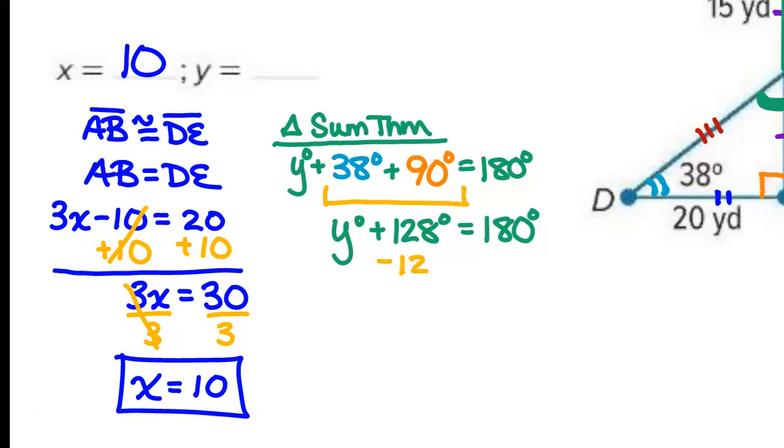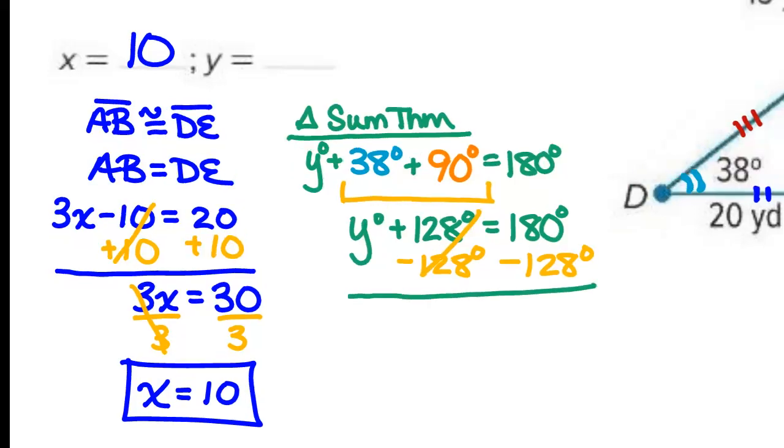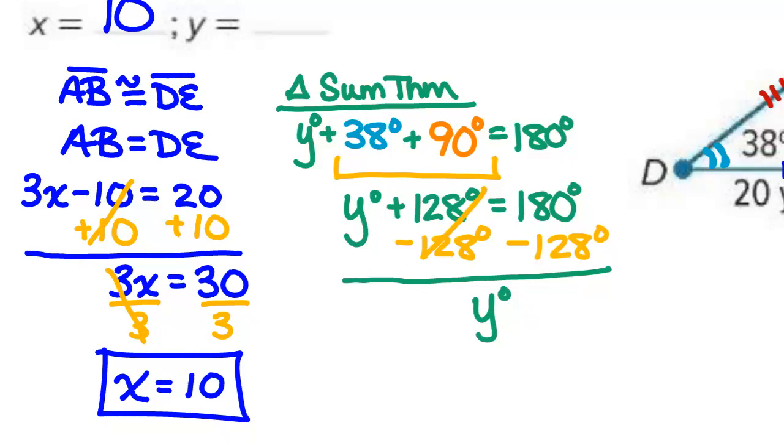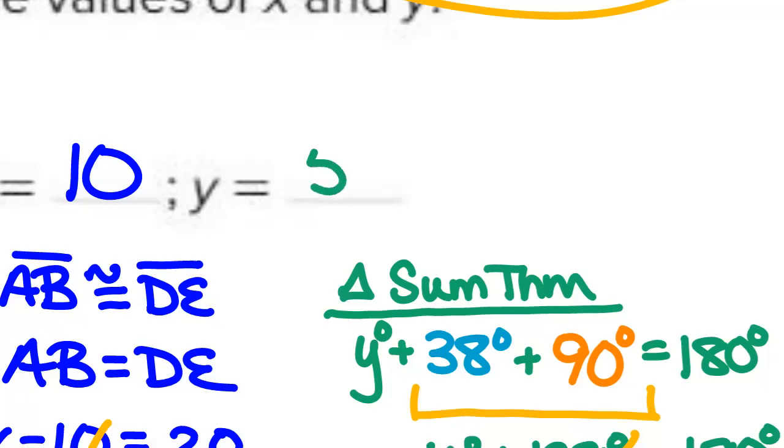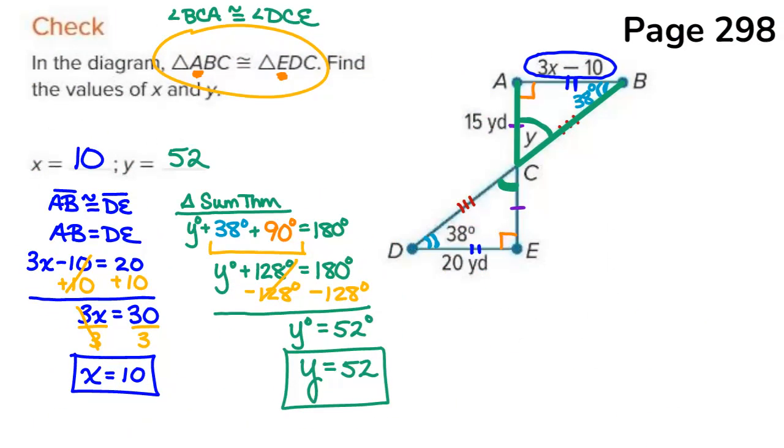Subtract 128 degrees from both sides. And that means y is how big? 52, yes. So that angle in there would be 52 degrees, so y is 52. Nice work. Go ahead and flip over to page 299. Just the very next page, yes.